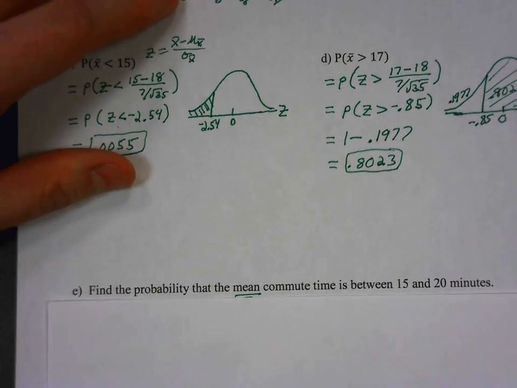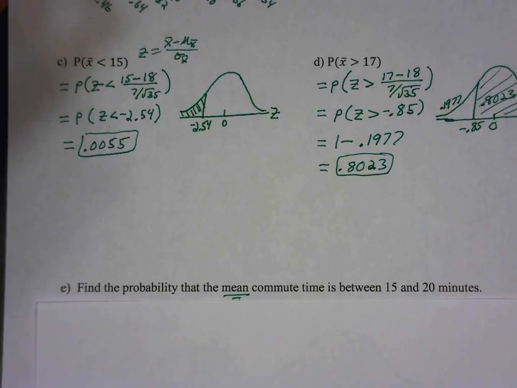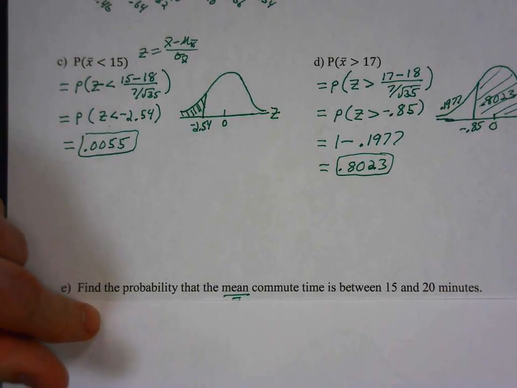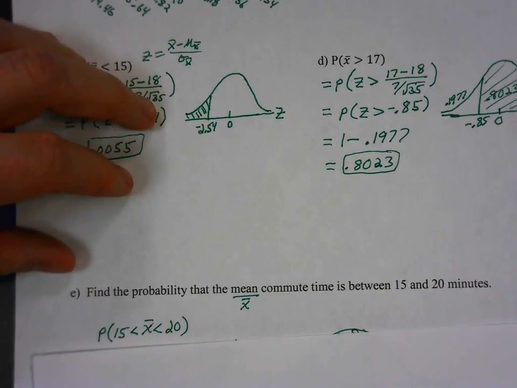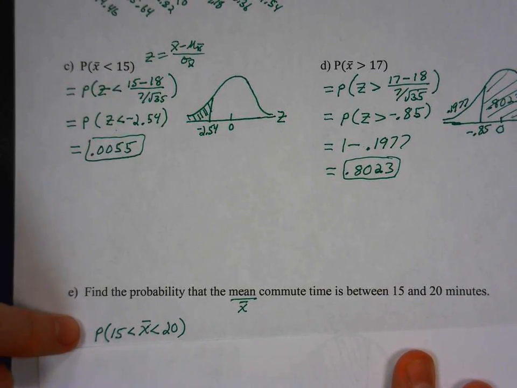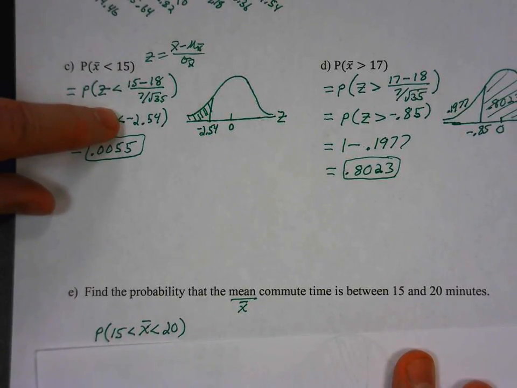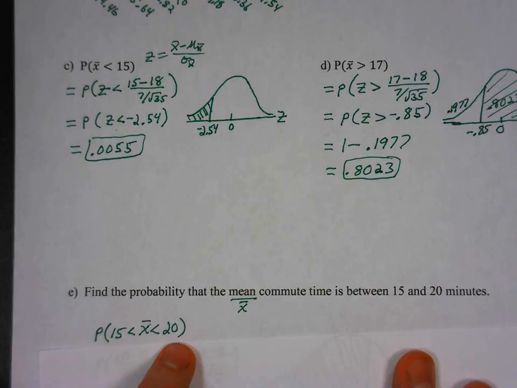Moving on to part E, find the probability the mean commute time is between 15 and 20 minutes. Now you're looking at x bar being between 15 and 20. So that's how you write that mathematically. So there you convert both into z-scores. You already did 15 as a z-score of negative 2.54. Convert 20 into a z-score.